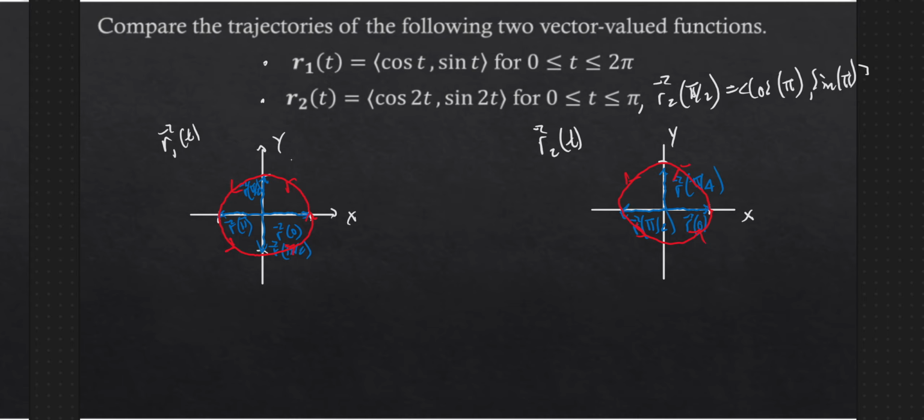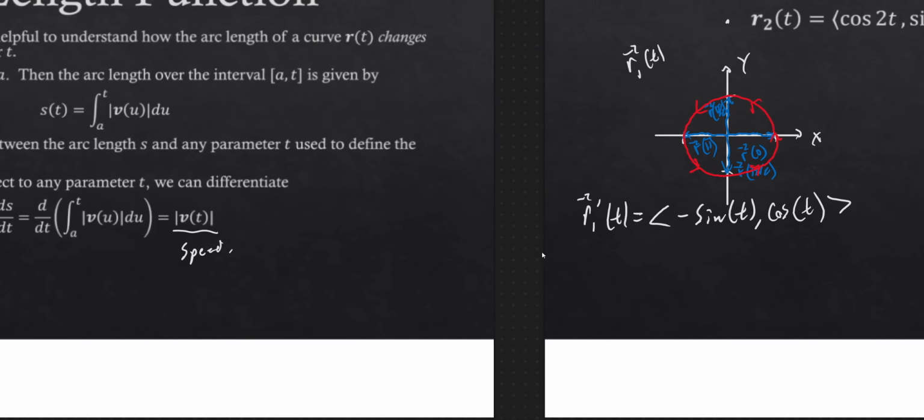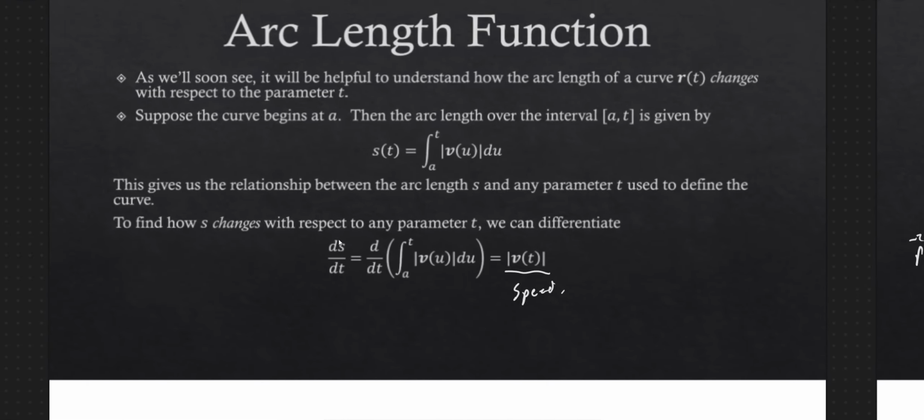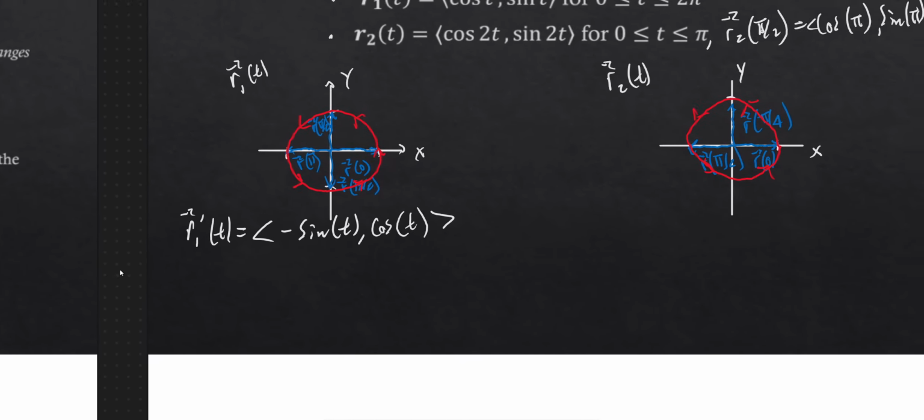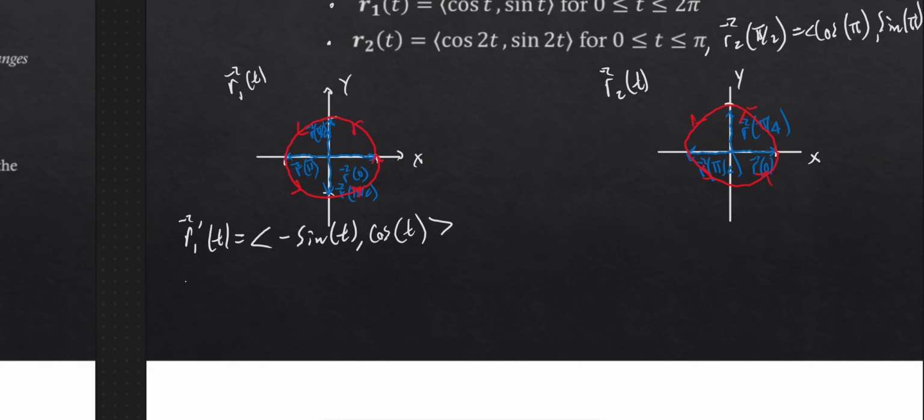So let's go ahead and work out R1 prime of t, that's minus sine of t, cosine of t. We're going to work out the arc length function, and then we're going to differentiate with respect to t. Or rather, we saw here that this is my velocity, and if I want ds dt and the arc length function, let's get the arc length function. So then the magnitude of r1 prime of t.